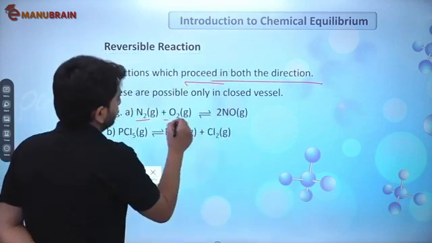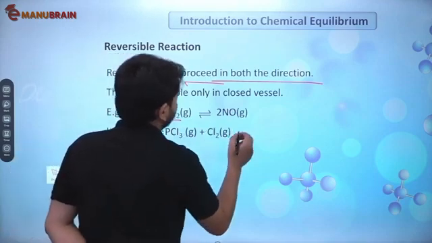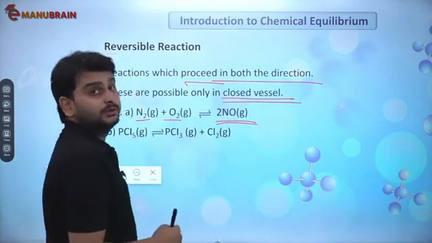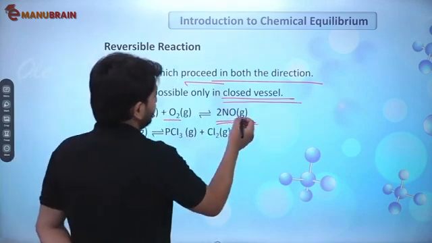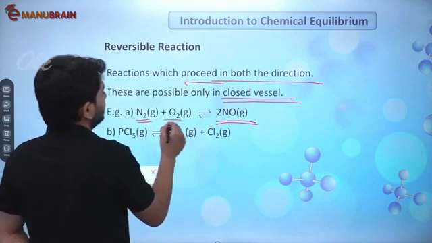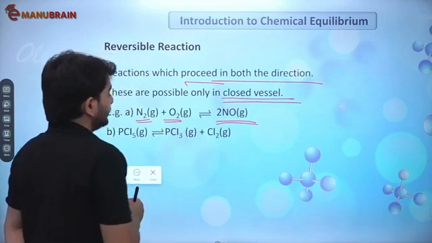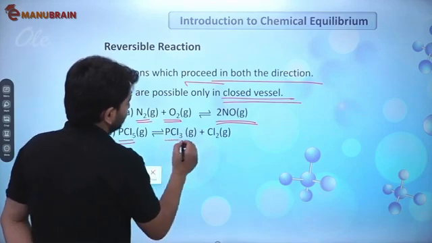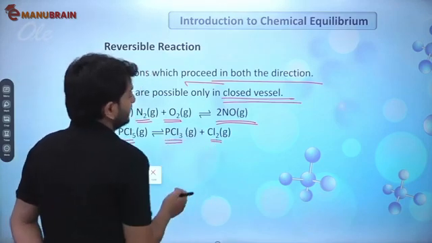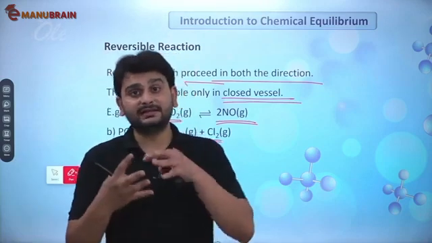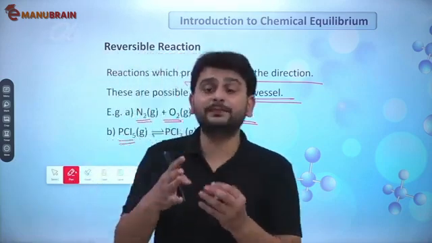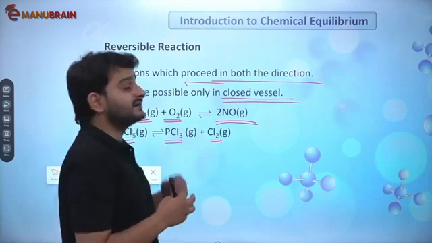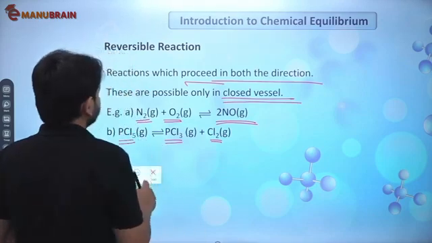So if you have N2 and O2, N2 and O2 react to form 2NO, gaseous. If this is taking place in a closed vessel, the gas is not able to escape out, then this 2NO will again dissociate to form the original reactants, which are N2 and O2. Similarly, if you have PCl5, when it's heated a little bit, it gives PCl3 and Cl2. But at the same time, the products will also keep combining and move the reaction in the backward direction and form the original reactant itself. I hope you've understood this, guys.